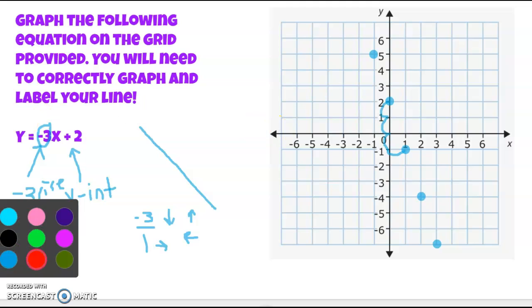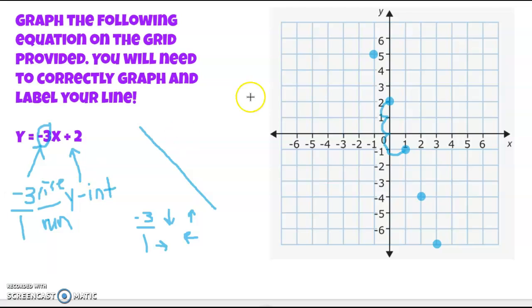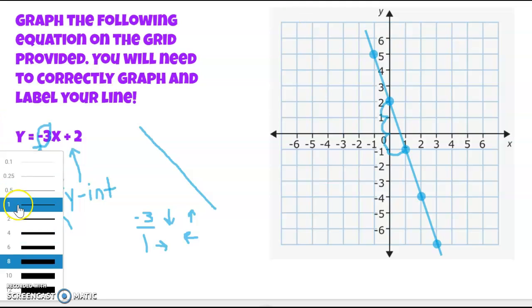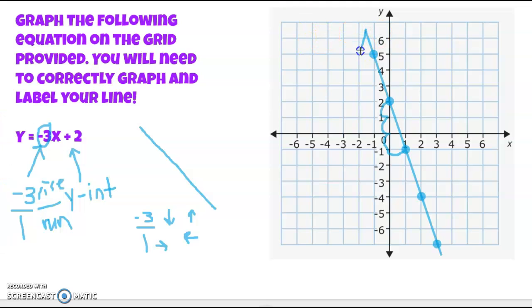I'm going to go ahead and open up a lined graph. So I'm going to make a straight line down those points. Perfect. Now remember, when I do my line, I have to put arrows on either end. And then I have to label my line with the equation in order for this to be 100% correct. So y equals negative 3x plus 2. Bam, I am done. Good luck on your CR.